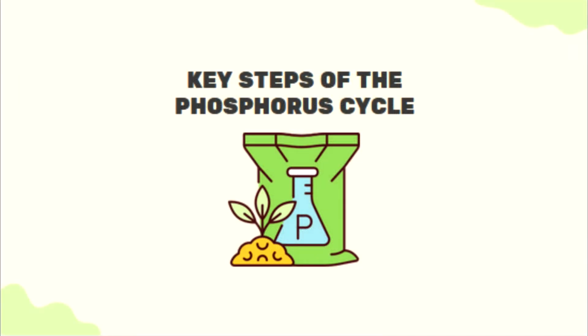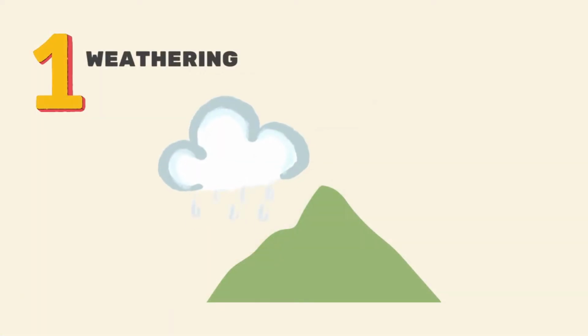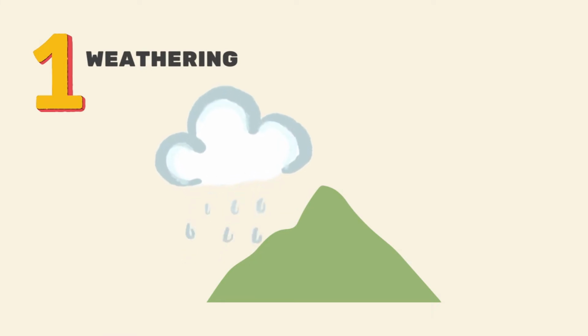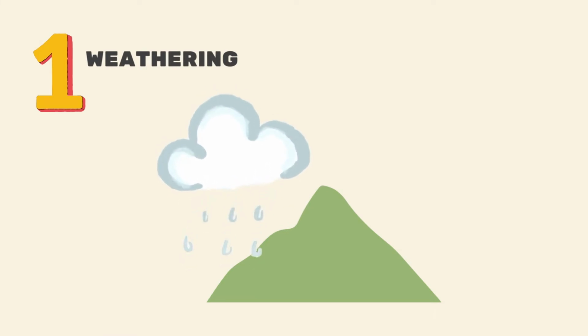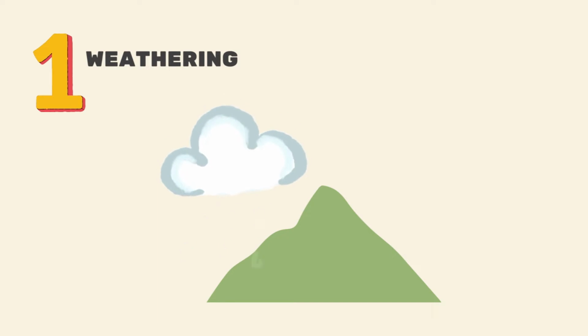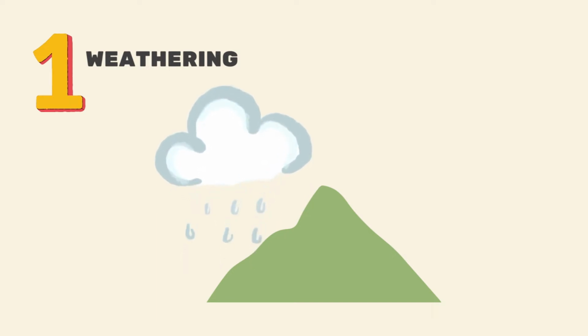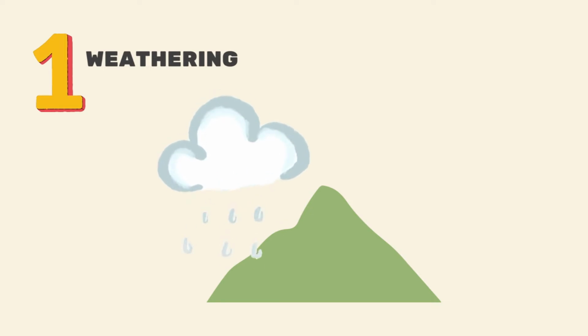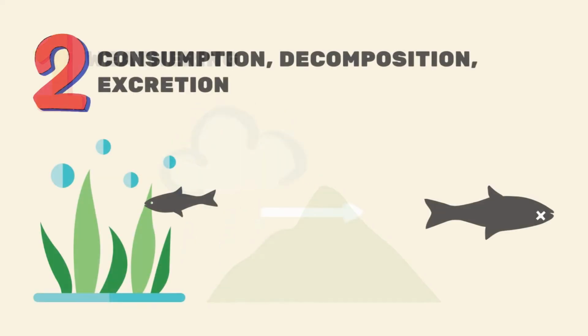Now that we know a little bit more about phosphorus, it's time to look at the key steps of the phosphorus cycle. First, we have weathering. Over time, rain and weathering cause rocks to release phosphate ions and other minerals. This inorganic phosphate is then distributed in soils and water through leaching into groundwater or surface water, eventually reaching the sea.